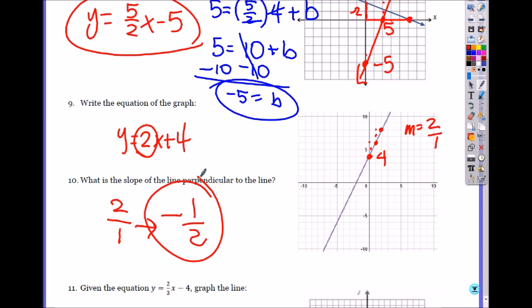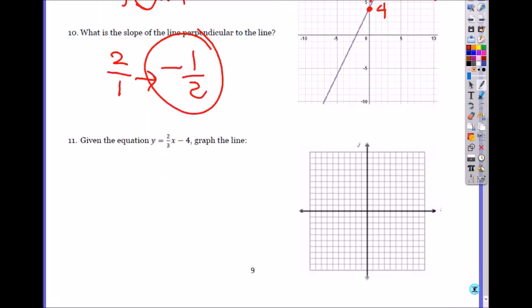Okay. Last question. How do you graph it? You start off of the y-intercept, -4, and then use your slope. 2/3, rise over run. 2 up, and over 3.